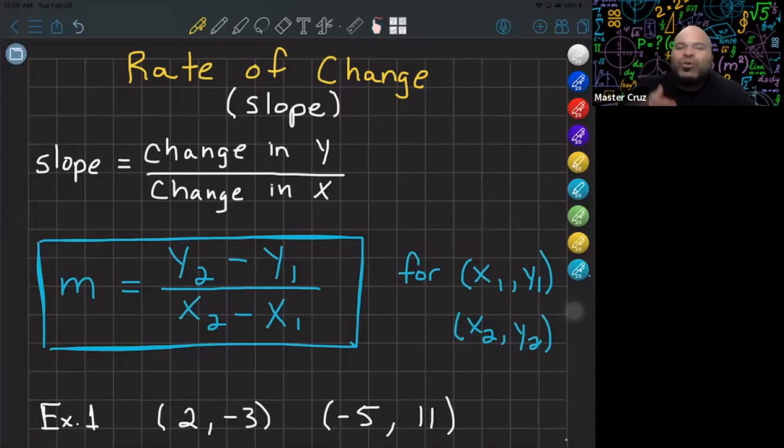I'm your host, your favorite host, Master Cruz, and today we're going to talk about rate of change. So rate of change, aka slope, is the change in y over the change in x. And if we're graphing, you've probably heard this term before, rise over run. So today we're going to learn how to do this from a point, and we're also going to learn how to do this from a graph.